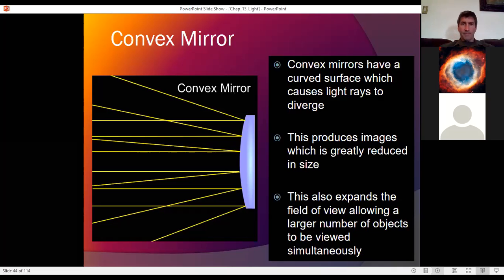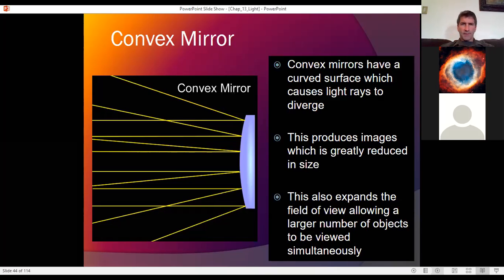But convex mirrors have a curved surface that causes light rays that are coming in all at the same direction, okay, all in the same direction, to reflect off in what we call a divergent manner. Okay, so they're all coming in. Diverge means to spread out. So if I have all these parallel rays coming in, they're going to reflect off and basically spread off in all directions. Okay, now what does that do to the image?